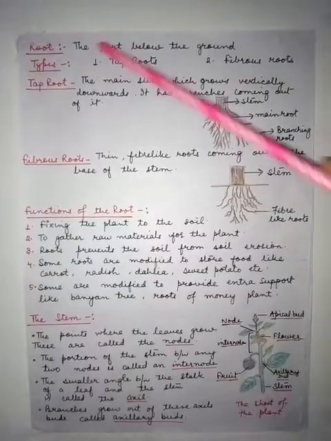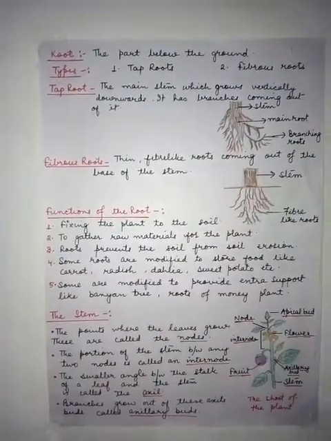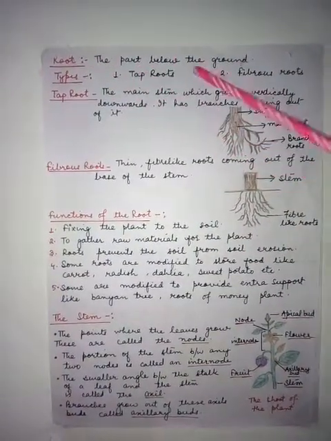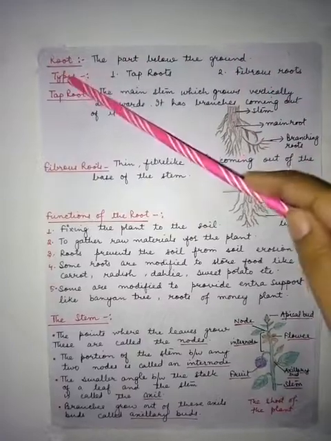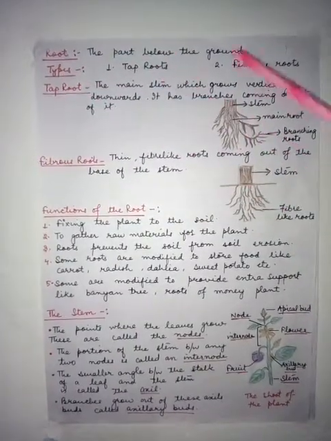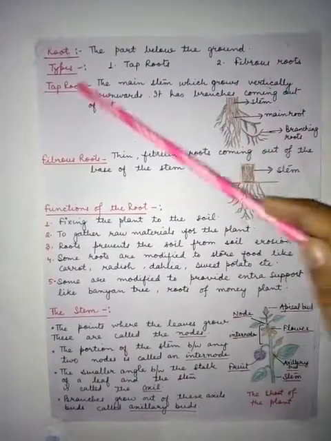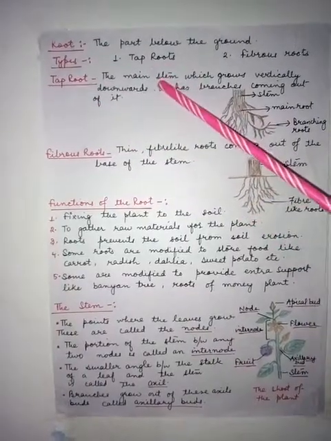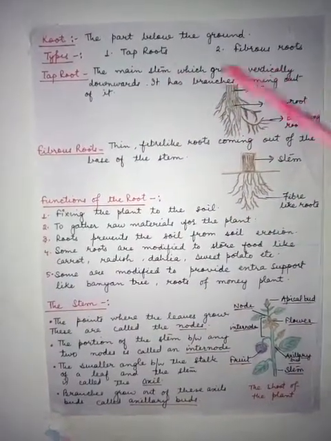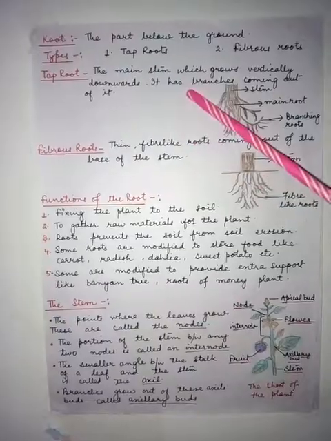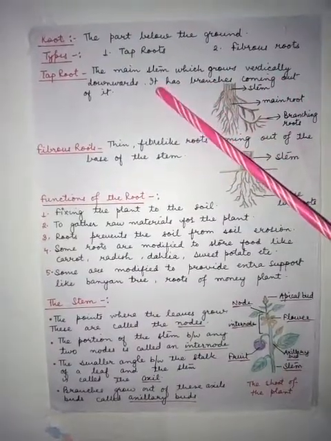So first we will study the root. As you know, the root is the part below the ground. There are types of root: tap roots and fibrous roots. What do you mean by tap root? It is the main root which grows vertically downwards. It has branches coming out of it.